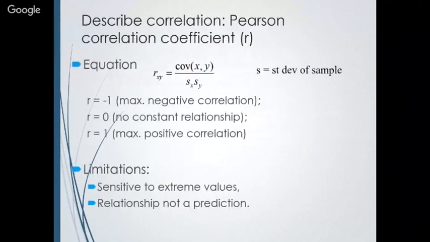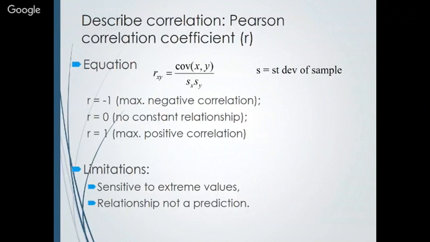The commonly used correlation in statistics is Pearson's correlation coefficient, whose notation is R. The equation is R of xy, the correlation coefficient of x and y, which is equal to cov xy, already defined in the previous slide, divided by the standard deviation of x and the standard deviation of y. These things we already discussed in the previous slide, and that will give the Pearson correlation coefficient between variables x and y.